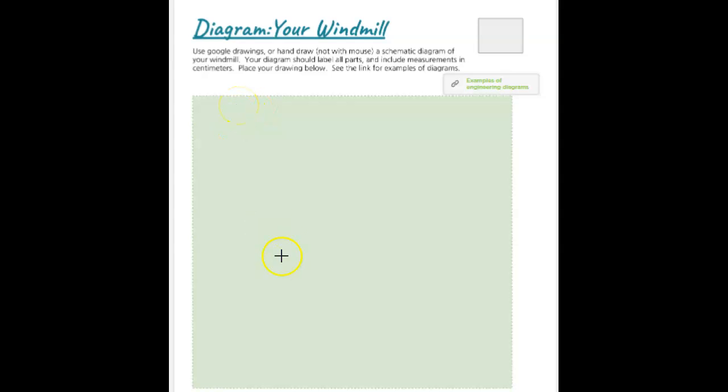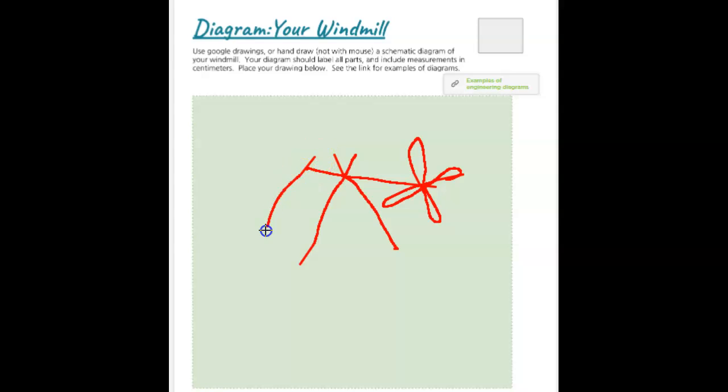So don't do it online here. Do it using some kind of tool, or do it with a paper and pencil and take a nice clear picture of it, and make sure that you are drawing your windmill. So if I were to do this, I'd say, okay, here's my windmill, my propeller, my axle, my stand, maybe another stand over here.